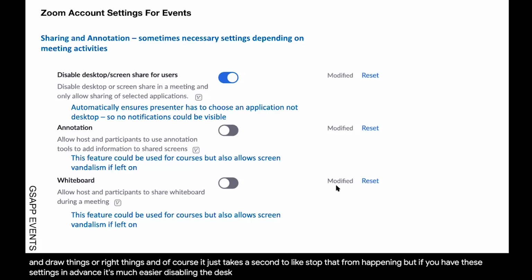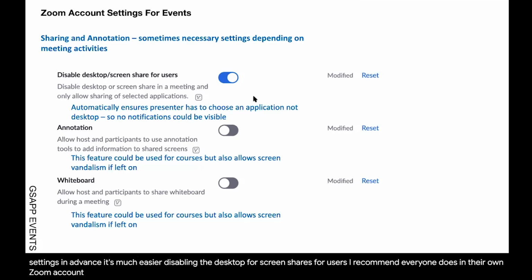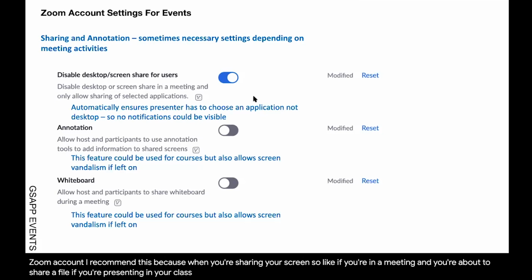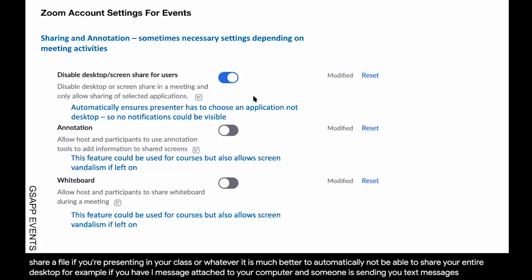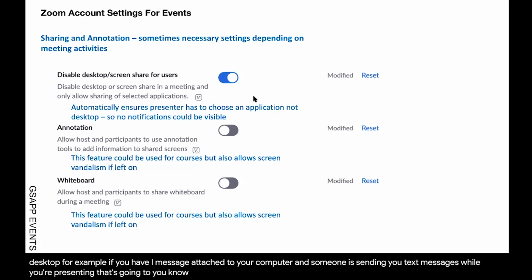Disabling the desktop for screen shares for users, I recommend everyone does in their own Zoom account. I recommend this because when you're sharing your screen, if you're in a meeting and about to share a file, if you're presenting in your class or whatever, it is much better to automatically not be able to share your entire desktop. For example, if you have iMessage attached to your computer and someone is sending you text messages while you're presenting, that's potentially a problem.